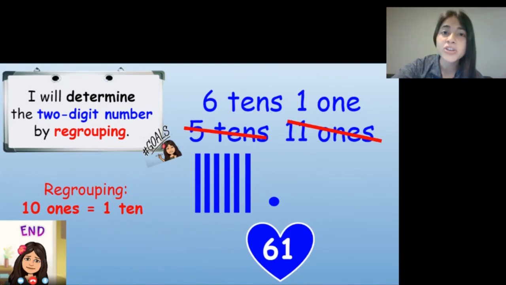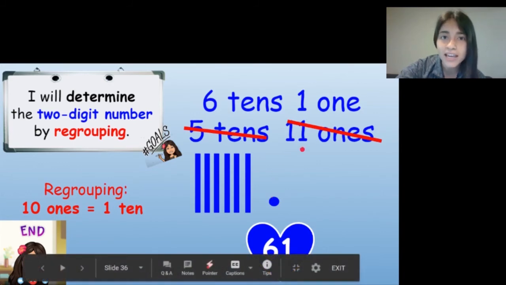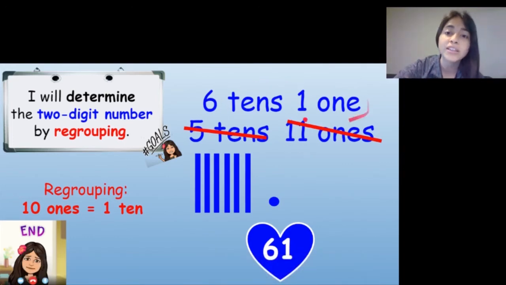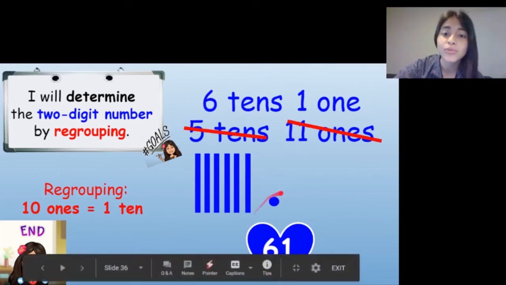So this is something you could be practicing at home with your parents. They could tell you a number, like I did, that has more than 10 ones, and then you could draw the picture, just like we did yesterday, and then circle how many 10 ones you want to exchange for that 1 10, and then rewrite the number like we did, and then figure out your 2-digit number.